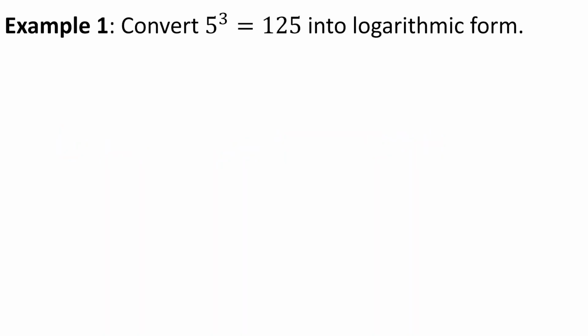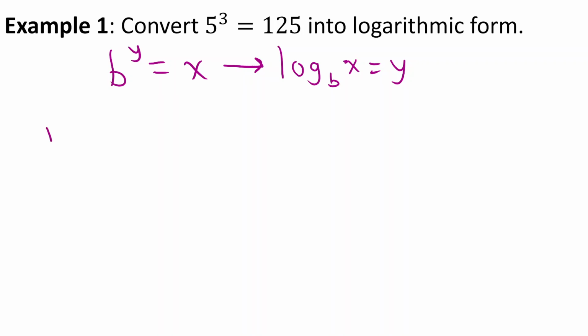In this first example, we have 5 to the third equals 125, and they want us to convert it into logarithmic form. So first, let's restate that the exponential form b to the y equals x can be transformed into log base b of x equals y. Now, what I would do first with this problem is identify what b, y, and x are in the exponential form, and so we get that b is equal to 5, x is equal to 125, and y is equal to 3.